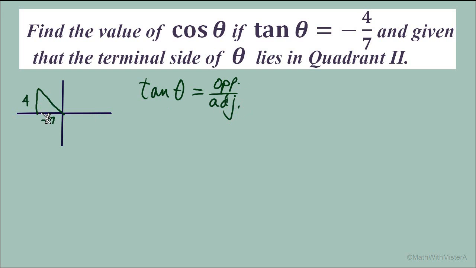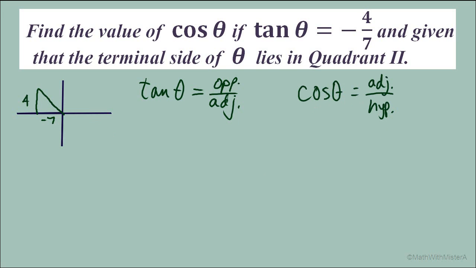The opposite side equals 4, the adjacent side equals -7, and we're using -7 to represent a negative x-coordinate, placing this angle in quadrant 2. Now from this picture we can identify cosine theta from the fact that cosine is the ratio of the adjacent side to the hypotenuse in a right triangle.